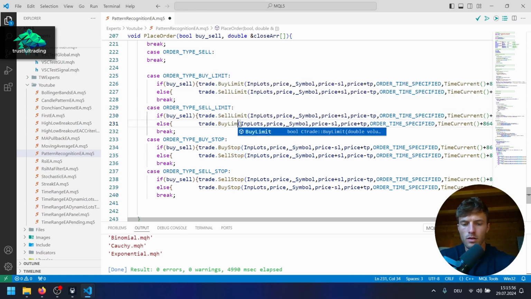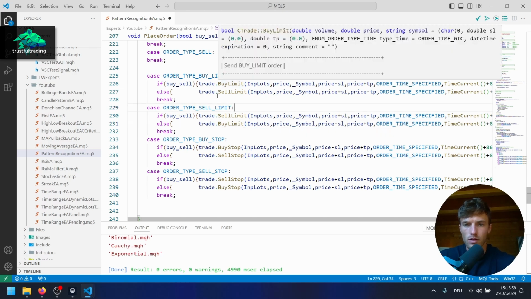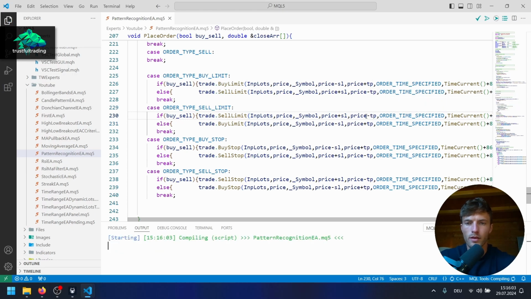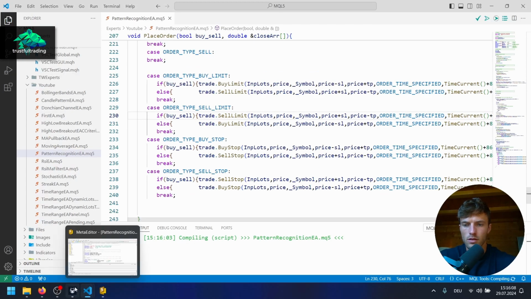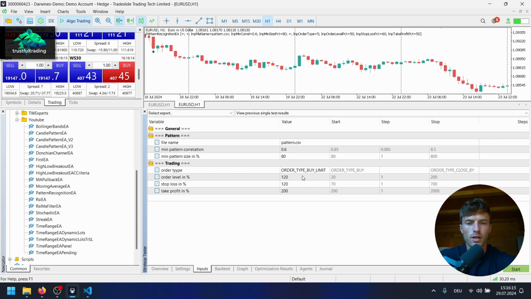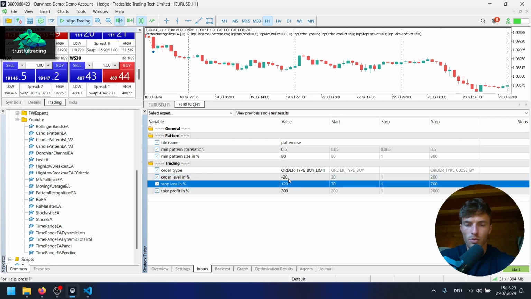And buy limit. Okay, this should work. Let's hit compile, and let's test this in the strategy tester. We can now select, for example, buy limit. And let's say we want to set the buy limit below our pattern. So we can also add like minus, I think, 20%. This should be below our pattern.